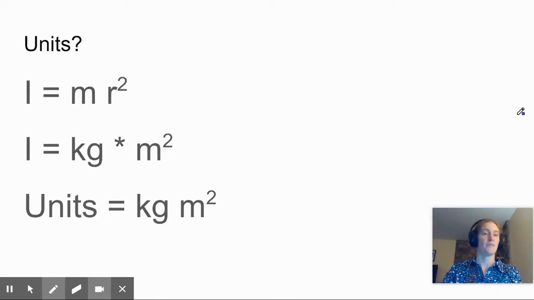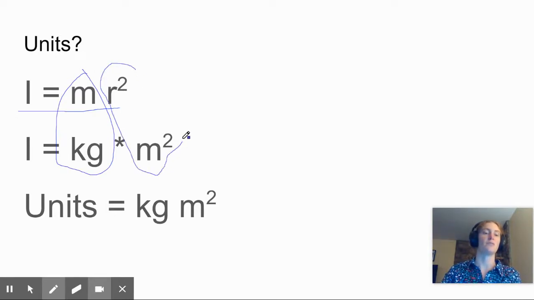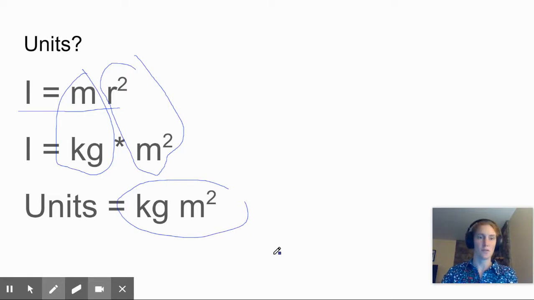One question I often get is, what are the units for moment of inertia? The easiest way to find that is to look at the equation for moment of inertia and go from there. Moment of inertia is equal to mr squared. The units for mass are kilograms and the units for radius are meters. When I square that radius, I square my meters. Therefore, my units for moment of inertia are kilograms times meters squared. So pretty straightforward.